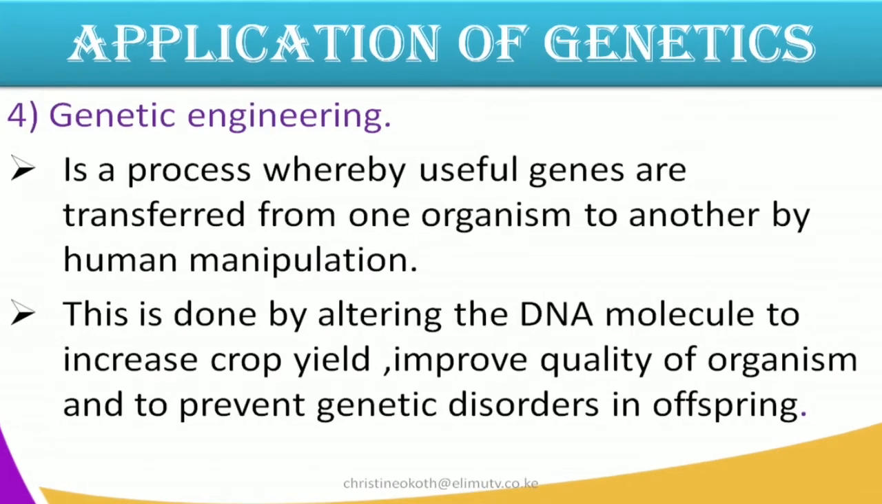Then another area, this is a process where useful genes are transferred from one organism to another by human manipulation. So the fourth application of genetics is in genetic engineering. You take the useful genes and transfer them from one organism to another so that you can get the qualities that you desire. This is mainly done by altering or changing the DNA molecule to increase the crop yield. It can also help to improve the quality of a certain organism, and it can also be used to prevent genetic disorders in the offspring.